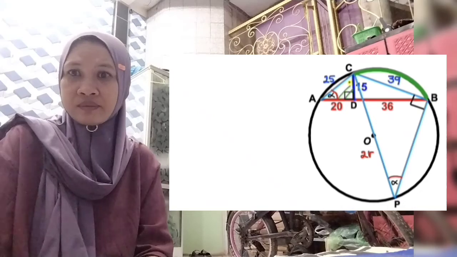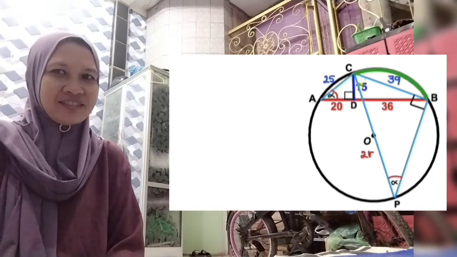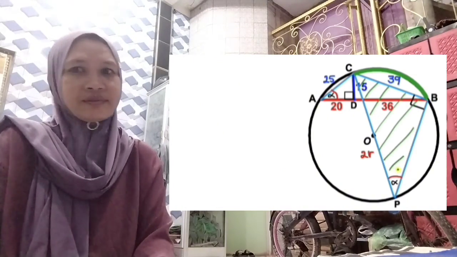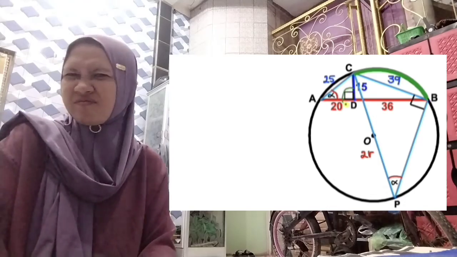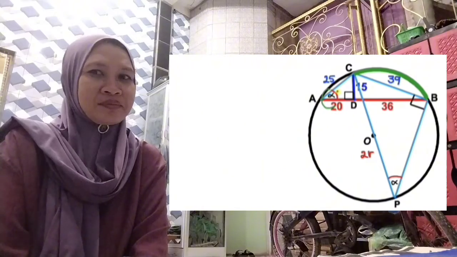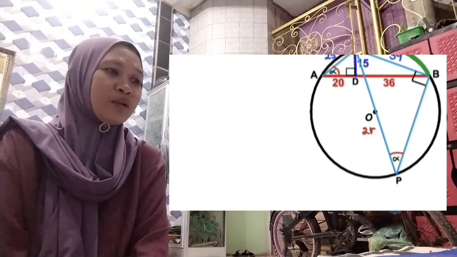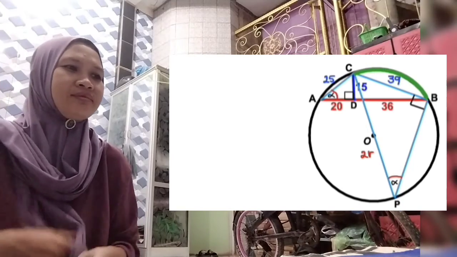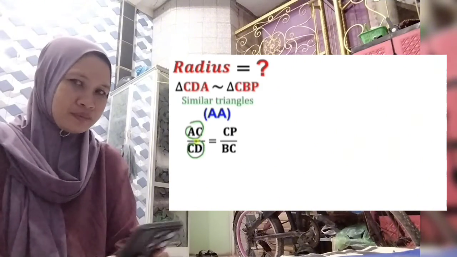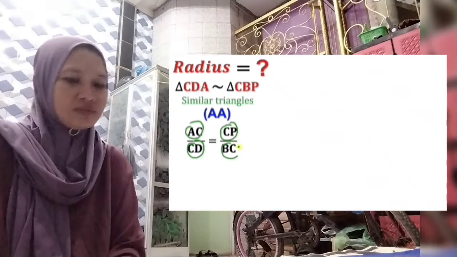And here is our tiny right triangle CDA, whereas our other right triangle CBP is this triangle. Since this angle is 90 degrees and likewise this angle is 90 degrees as well, and these two angles are congruent as well, and since these two triangles are similar, so we are going to have a proportion. In other words, the ratio of the segment AC and CD is going to be equal to the ratio of the segments CP and BC.